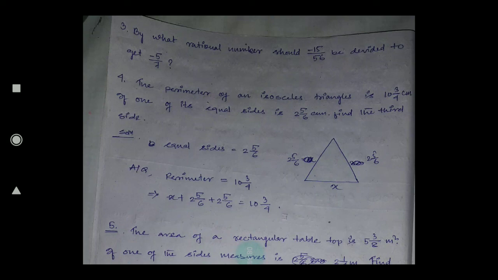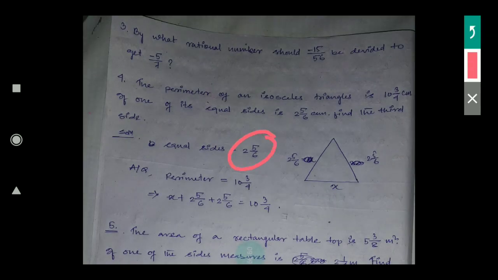The perimeter of an isosceles triangle. Isosceles triangle means whose two sides are equal. The perimeter is given as 3 by 4, if one of its equal sides is 2 5 by 6. Isosceles triangle means two sides are equal. That equal side, so one side is given 2 5 by 6. That means the other equal side will also be 2 5 by 6. Then find the third one.